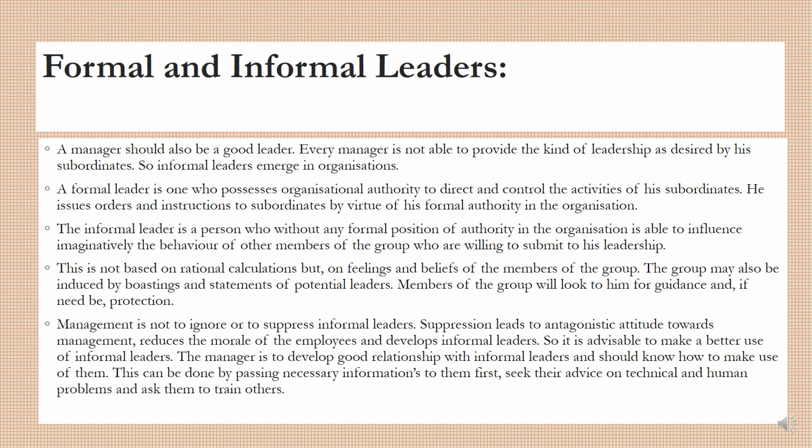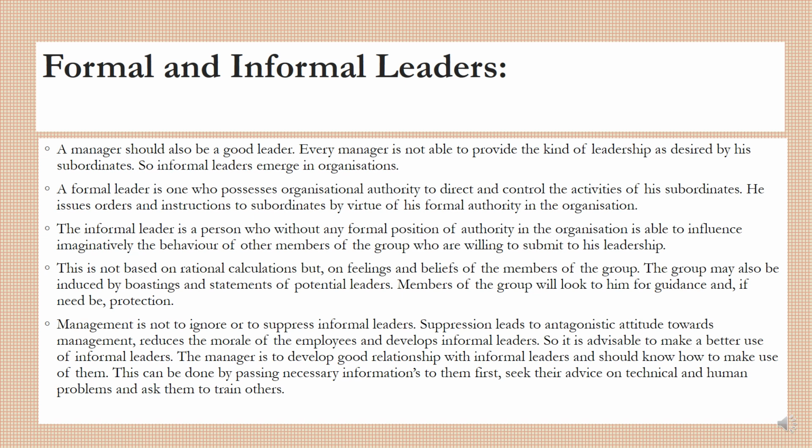Management should not ignore or suppress informal leaders. Suppression leads to an antagonistic attitude towards management. It reduces the morale of the employees and develops informal leaders more. It empowers the informal leaders much more. So it is advisable to make better use of informal leaders. The manager works in consensus with the informal leader so that he can communicate about the major changes, the goals or the projections of future work through the informal leaders.